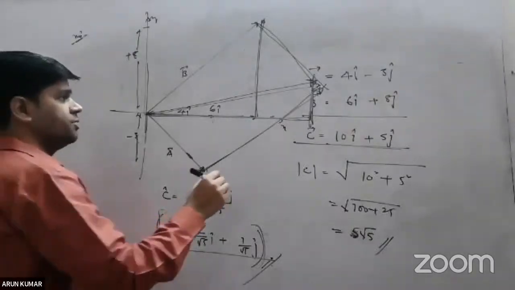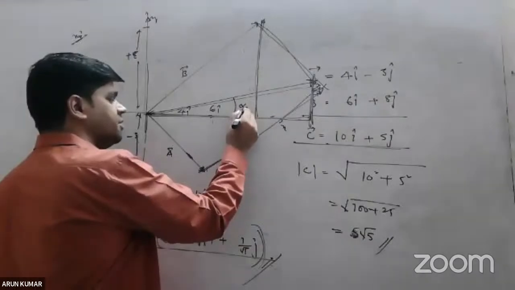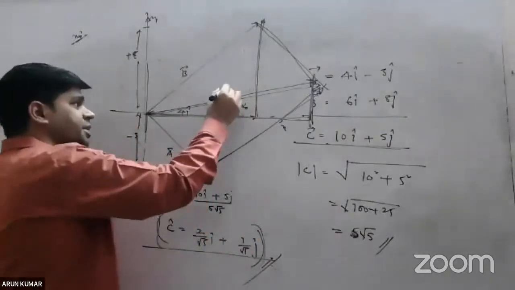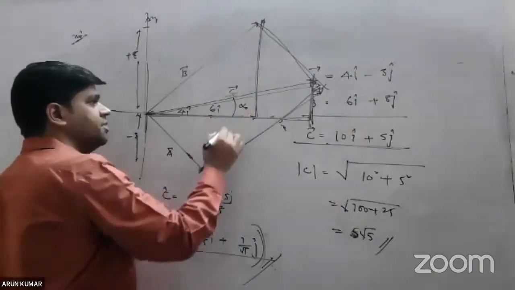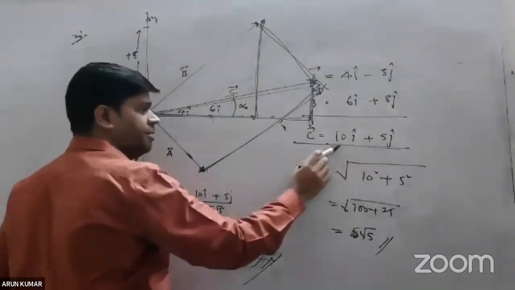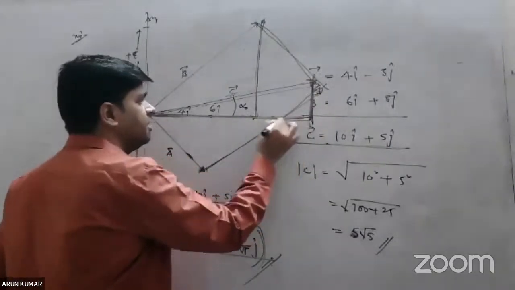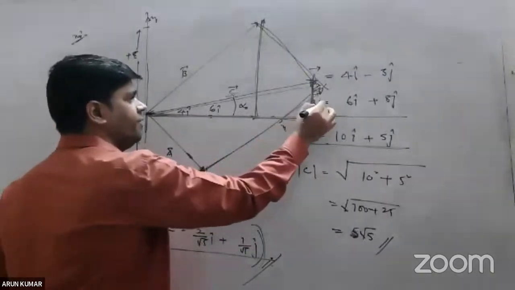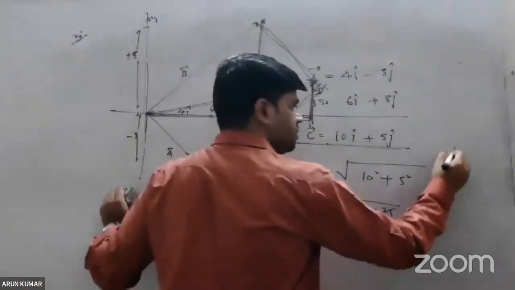Now look at this one, students. What is the direction, this angle alpha, that this resultant C bar makes with the x axis? Tan inverse of 5 by 10, right? If I take this right angle triangle, tan alpha is 5 by 10. So tan inverse of 5 by 10, that's 1 by 2.